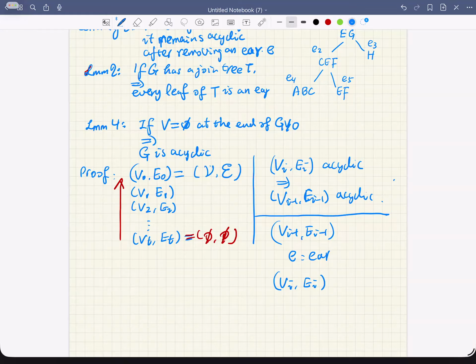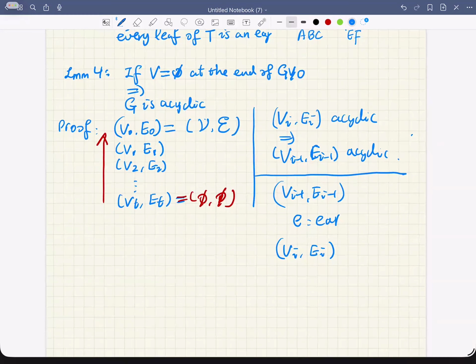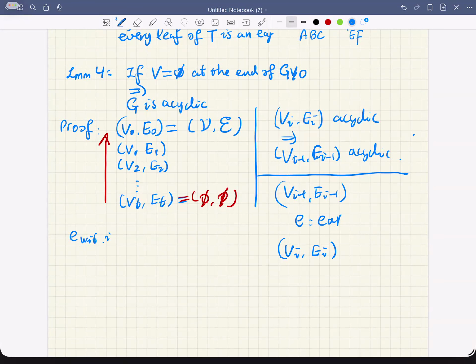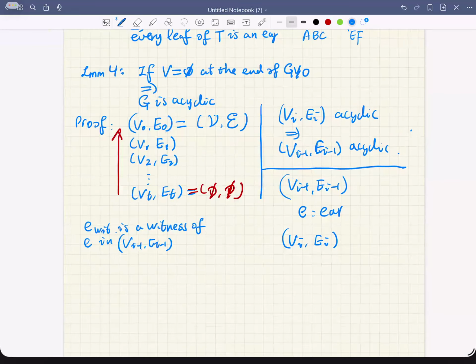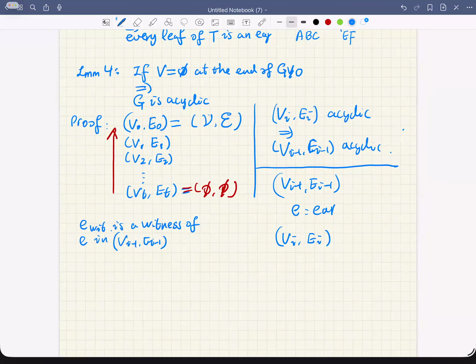Okay, so now let's consider the case where Yi has a witness. All right, so let's say Yi wit is a witness of Yi in VI minus 1, EI minus 1. Okay, good. Now I have earned the right to say this, right? Okay, good. So now I'm going to argue that I can find a join tree for this I minus 1 graph, right? Now remember, the direction is backward, okay? So you already know that the I graph is acyclic. You want to argue that I minus 1, E minus 1 is also acyclic, right? So this is what I'm going to do.